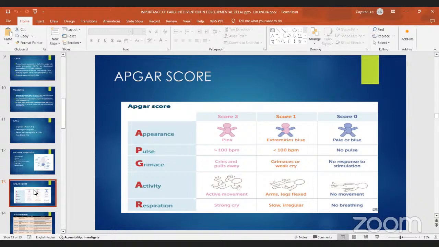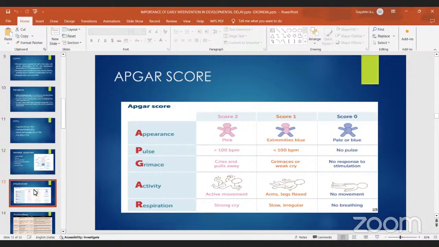If the baby's extremities, that is the hands and legs, are not pinkish but blue, if the baby's pulse rate, the heart rate, is less than 100, and the baby has a weak cry, not crying normally, and any meconium or amniotic fluid can occupy the nasal and oral cavity, we want to take care of that.